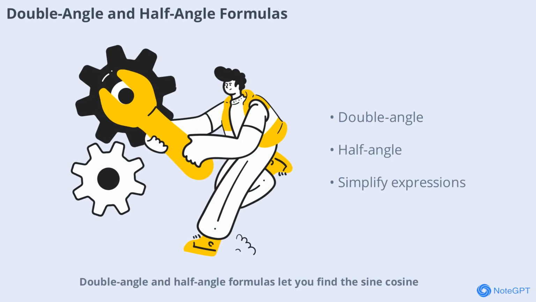Double angle and half angle formulas let you find the sine, cosine, or tangent of twice or half an angle. These formulas are handy for simplifying expressions and solving trigonometric equations, especially in calculus and physics.